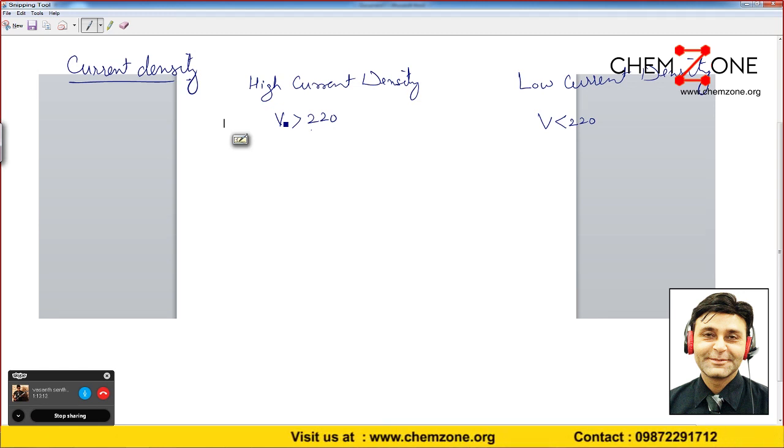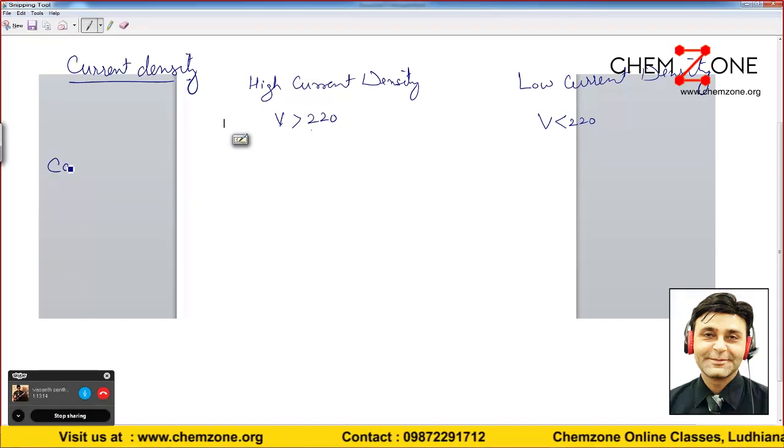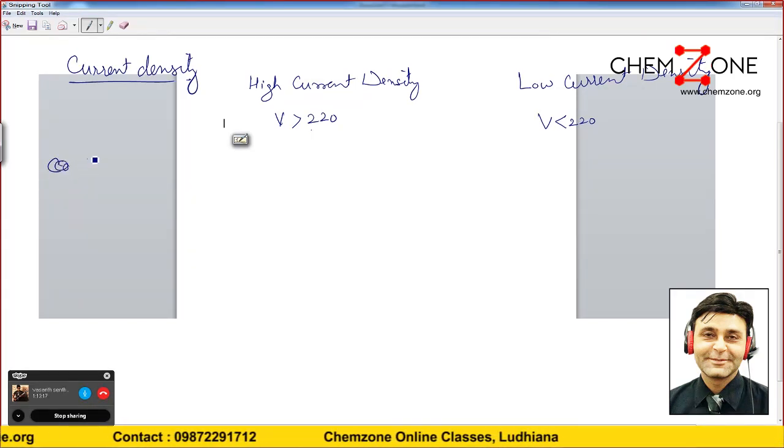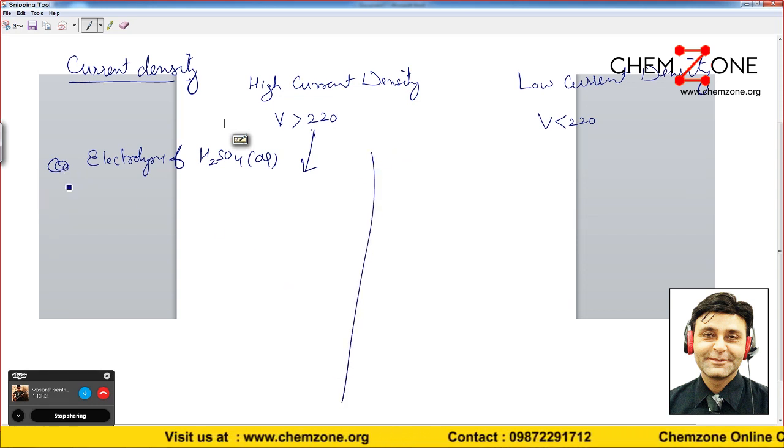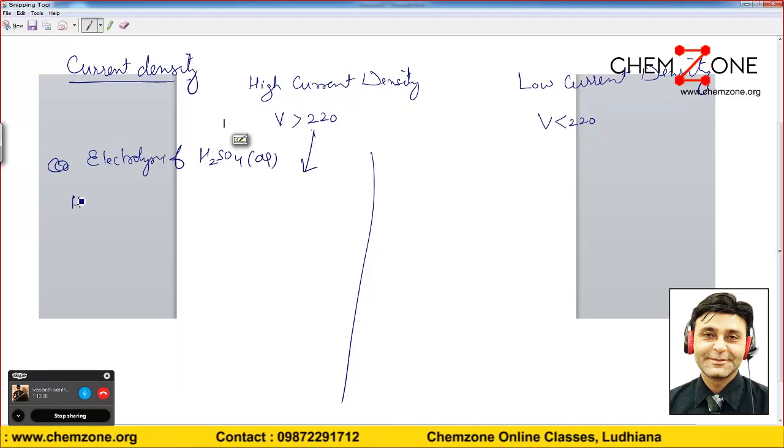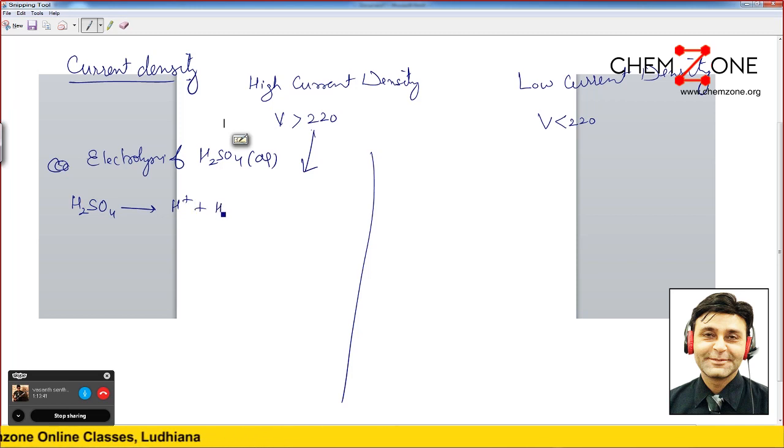So we'll see here that we are using electrolysis of H2SO4 aqueous solution at high current density, and then we'll talk about low current density. First of all, I'm discussing the high current density. At the high current density, the sulfuric acid dissociates to give H positive plus HSO4 negative ion, and water dissociates to give H positive plus OH negative ion.